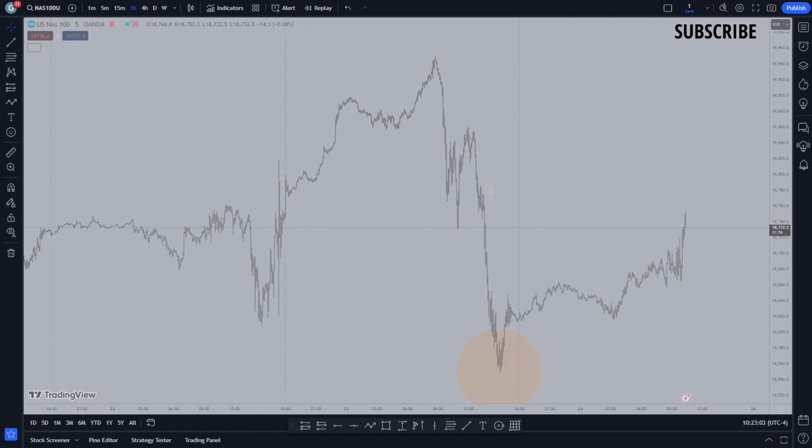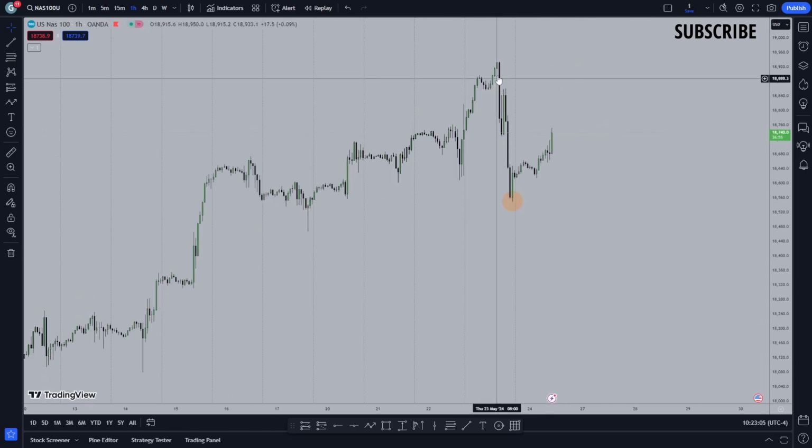So we got to know that the short term trend is bullish because price has created this lower low in a bullish scenario. So it has taken the liquidity from here, so market will go up and take this high.